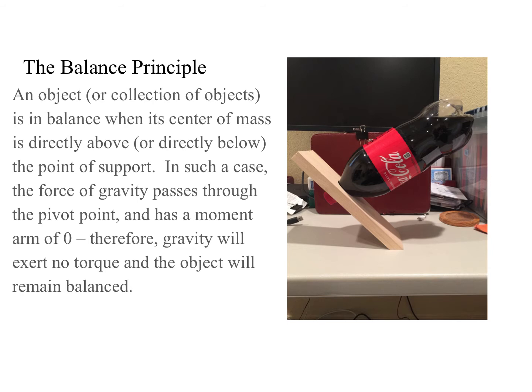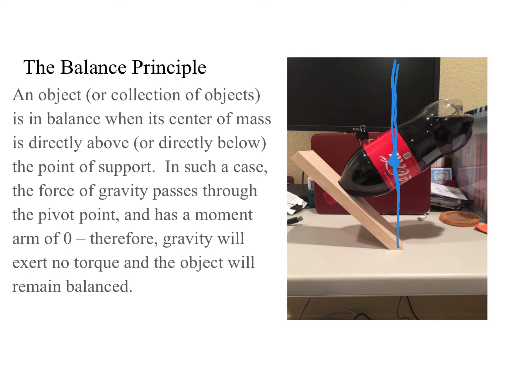An object or collection of objects is in balance when its center of mass is directly above or directly below the point of support. In such a case, the force of gravity passes through the pivot point and has a moment arm of 0. Therefore, gravity will exert no torque and the object will remain balanced. That means that, for instance, here we can tell that the center of gravity must be somewhere along this vertical line. It's probably about here, but somewhere on that vertical line so that there would be no torque.